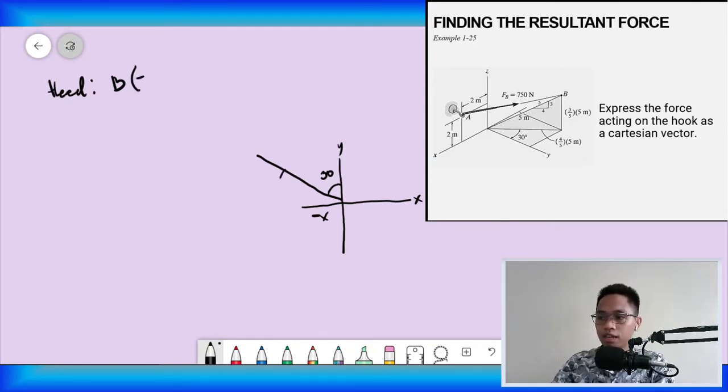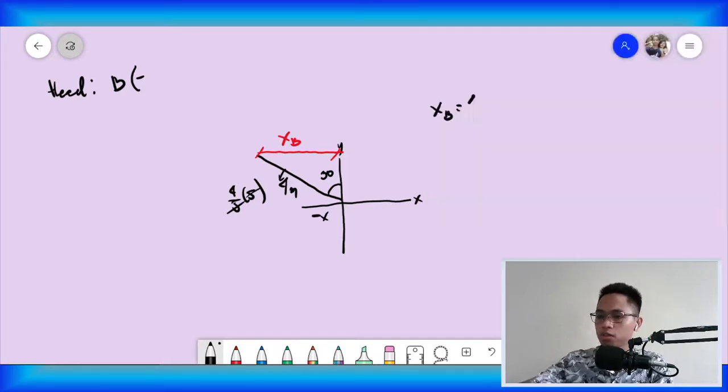Then what is the length of this side? By the given, that is 4 over 5 times 5. So the 5 cancels, and this would be 4 meters. So what would our x coordinate, our xB, be? That would be 4 times, sine or cosine? That should be sine 30 degrees, which is equal to 2 meters. And again, that is the negative side, so therefore this would be negative 2.